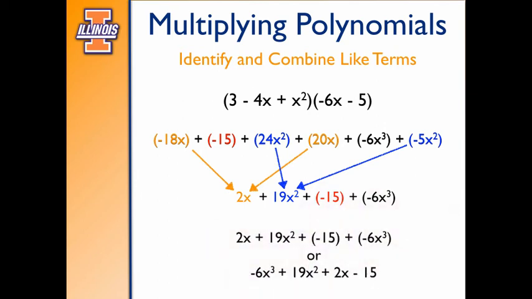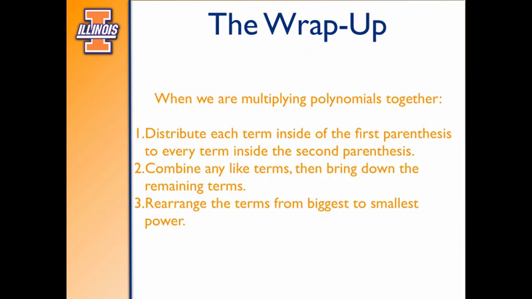Now I take my terms as they are and I rearrange them so I go from the highest power to the lowest, and that looks like the bottom expression, negative 6x to the third plus 19x squared plus 2x minus 15. So let's wrap this up.